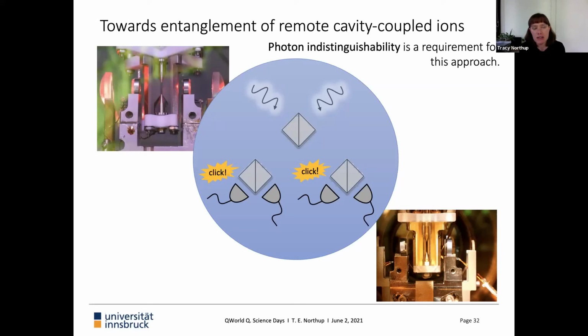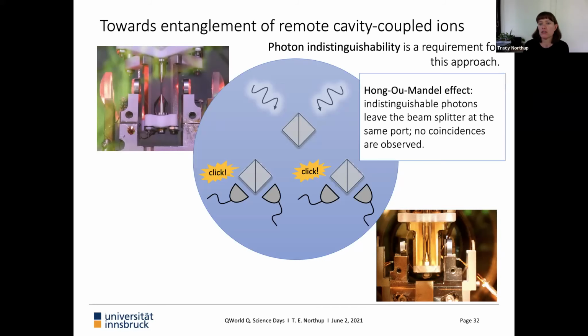And that was kind of a given with the spontaneous emission from the atoms. But now things get a little bit more complicated with the optical cavity, because that might let us make a distinction between these 2 systems. So, right, we can verify indistinguishability via what's known as the Hong-Ou-Mandel effect. That is, if photons are truly indistinguishable, the Hong-Ou-Mandel effect tells us that they will leave a beam splitter at the same port. And so we will never observe coincidences from 2 photons at opposite ports if they were really indistinguishable.